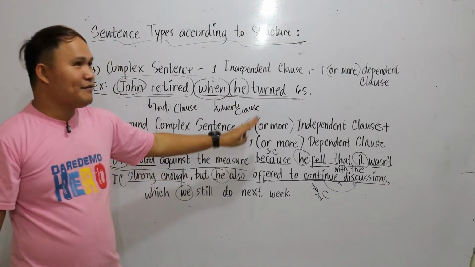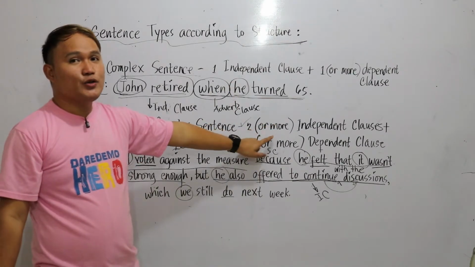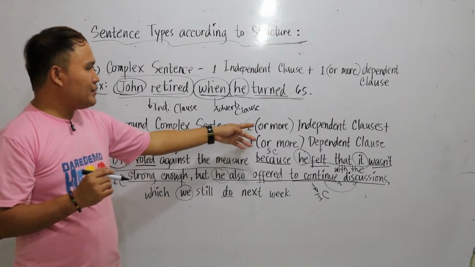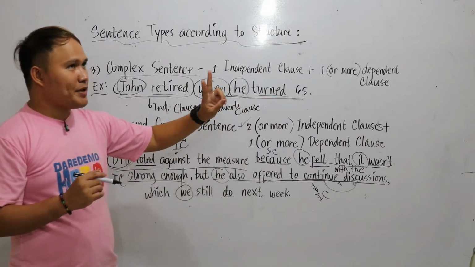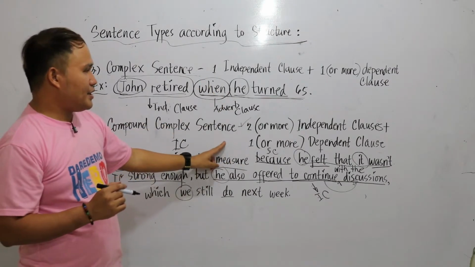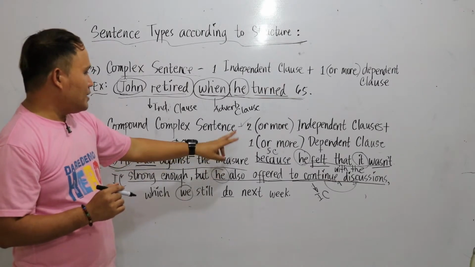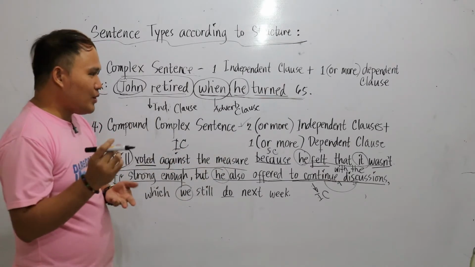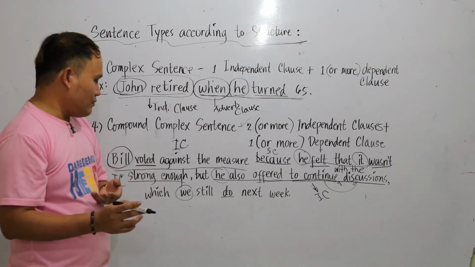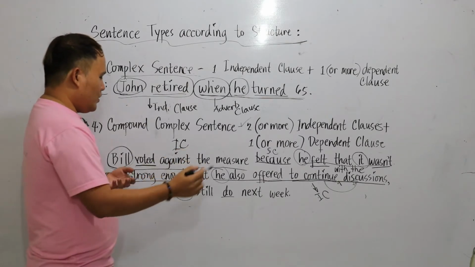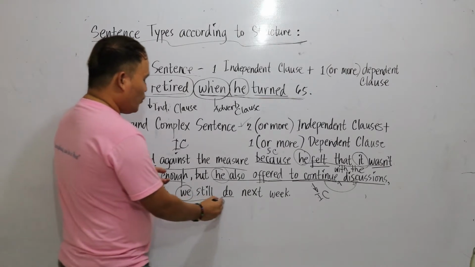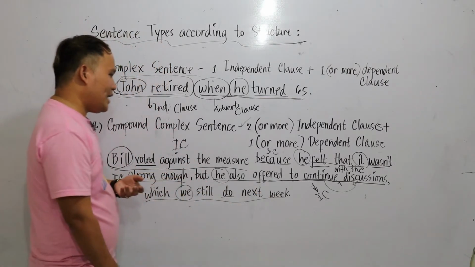We already have more than 2 independent clauses because it says here 2 or more independent clauses. But like I said, you only need 2. If you can find 2 independent clauses in that sentence, it can be classified as compound complex already. Okay? Right. Now this time let's try to find out where is our dependent clause, the one that does not have a complete meaning or thought, the one that cannot stand alone. We have which, okay, which we still do next week.